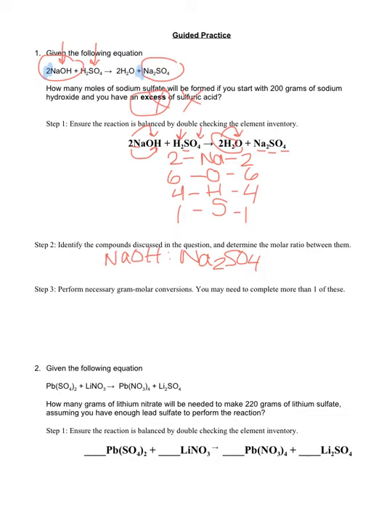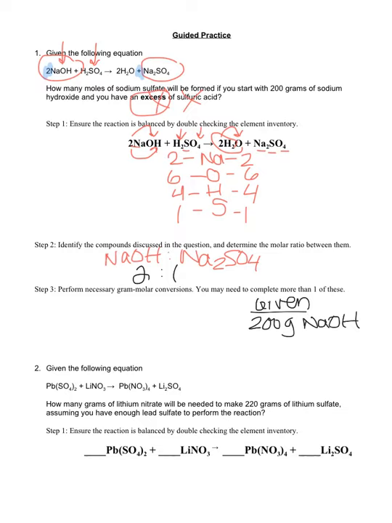So I can always assume that that's a 1. So it is going to be a 2-to-1 ratio. The third step is you're going to have to do the calculation. So I'm simply going to write down my given, makes my life a little easier. The given is 200 grams of sodium hydroxide, which is NaOH.